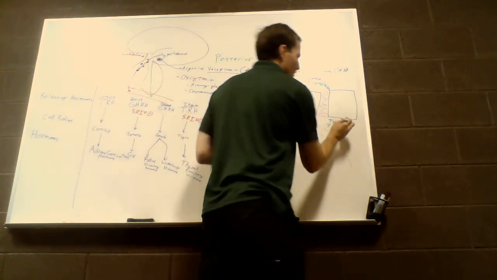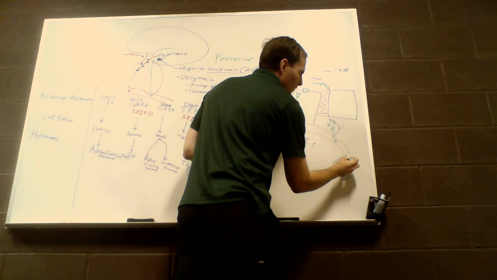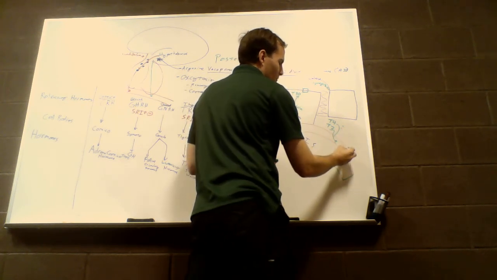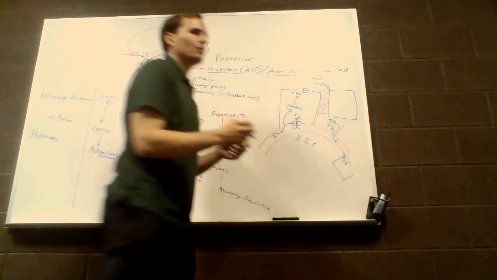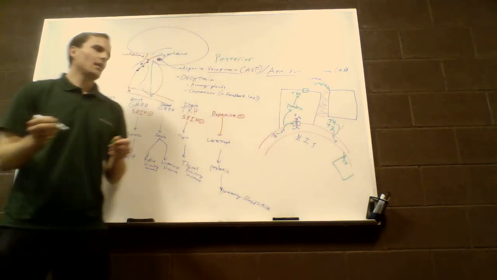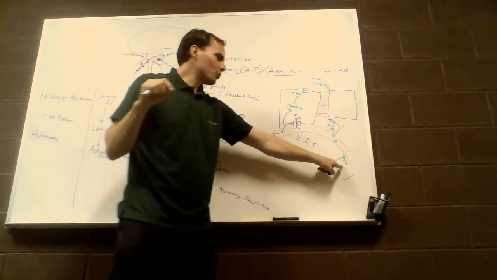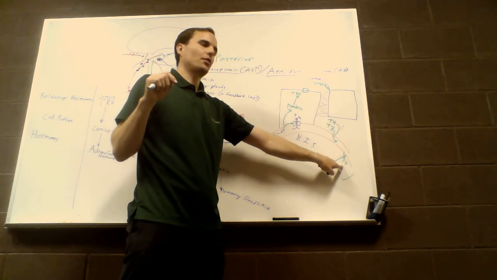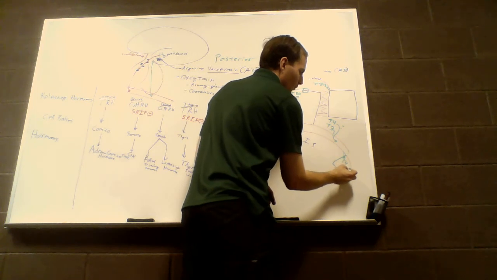However, inside the cells, T4 is going to be drawn inside the cells, so will T3, but T4 is inactive for the most part. Okay? And so the cells can choose if they want to cut off one of the iodines and make it T3, where there's only 3 iodines left. And T3 is the active form.